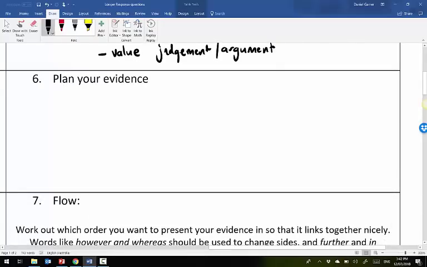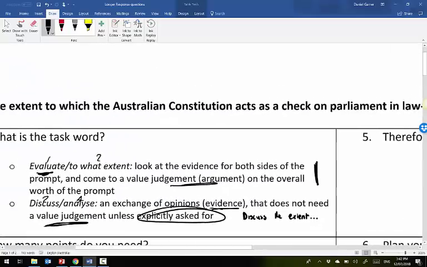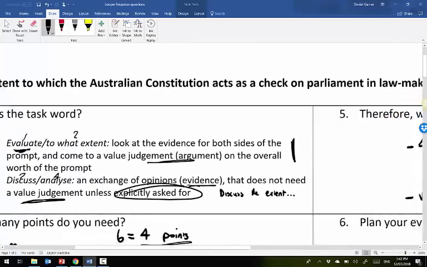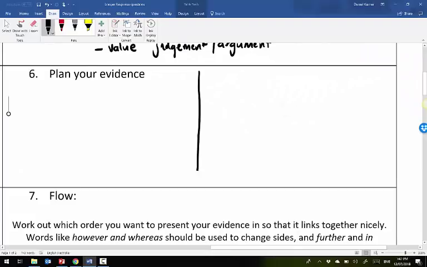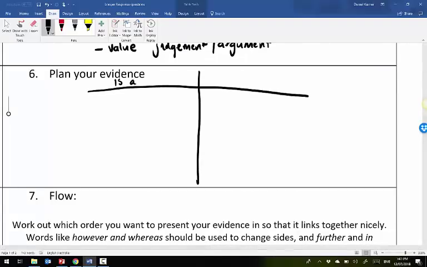So this is where we actually look at what content we are specifically going to include, and we know that we are looking at the extent to which the Australian Constitution acts as a check on Parliament. So we need to look at this from the viewpoint of, how is it a check on Parliament, but how isn't it a check on Parliament? Rub that out.